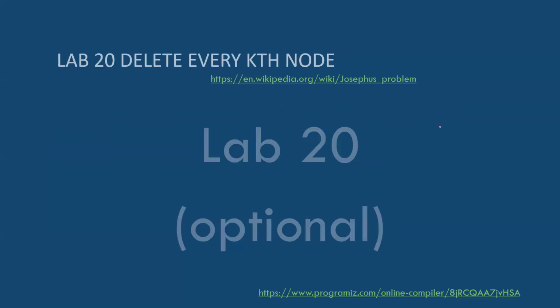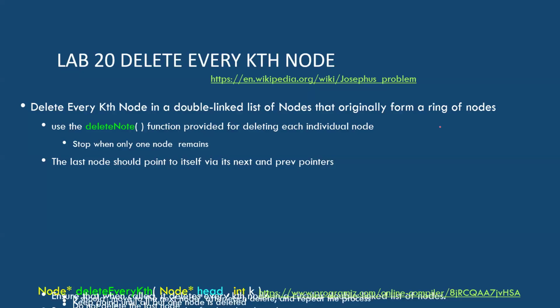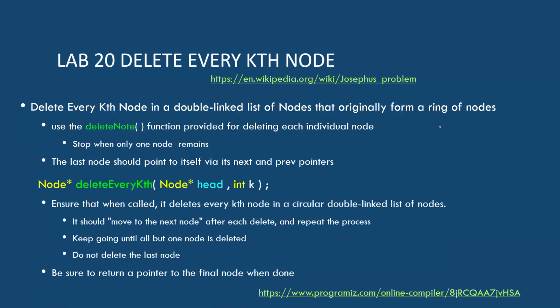And then separately, Lab 20, I think this one's self-explanatory. I'll let you guys dig into it if you want to. Basically, we have this function called delete every kth node. Let me just show you this briefly. It's a relatively famous problem. You can look it up. It's the Josephus problem on Wikipedia, and I've laid it out for you in the program there.